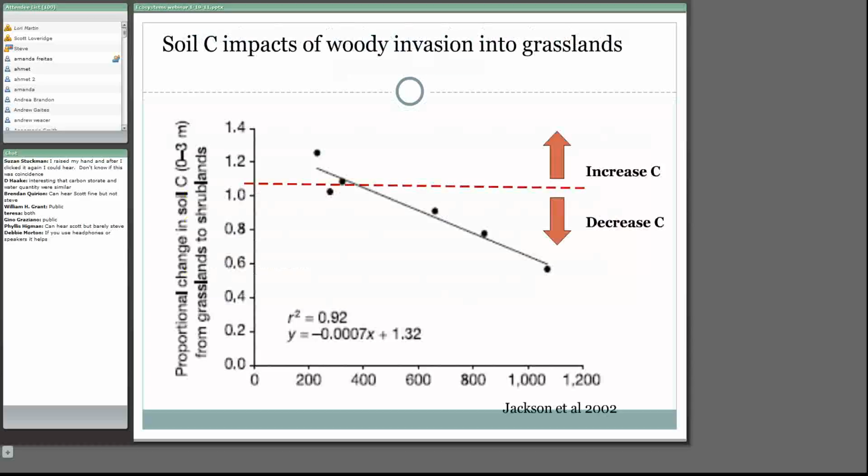Some examples of that are, in this case, the effect of woody invasion into grasslands. We can see the proportion of change in soil carbon as grasslands change to shrublands. There's a resulting increase or decrease in carbon based on this change in plant type and plant community.